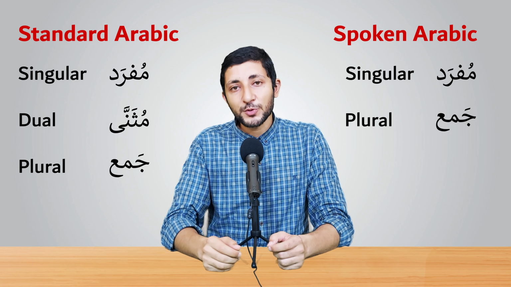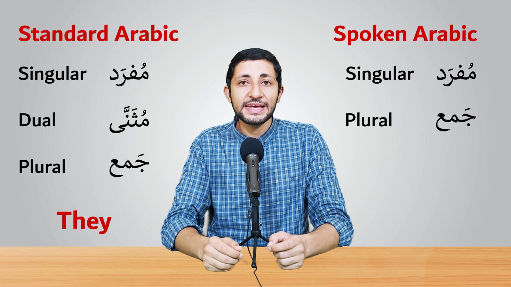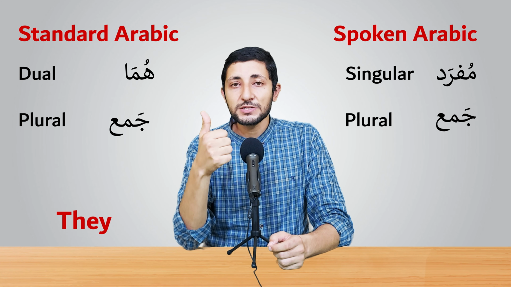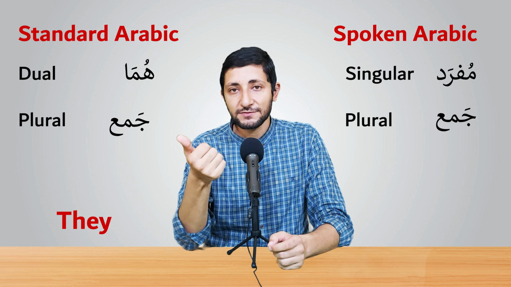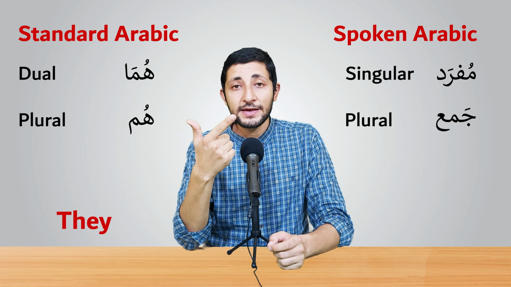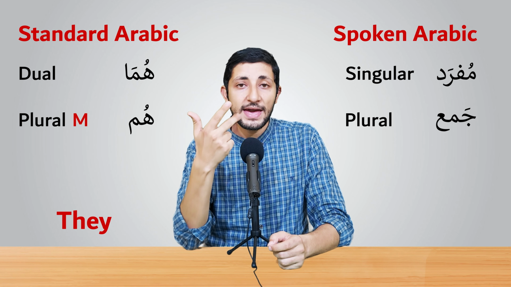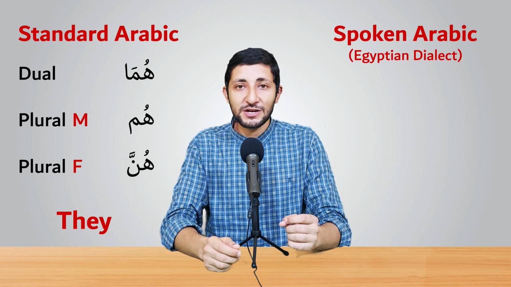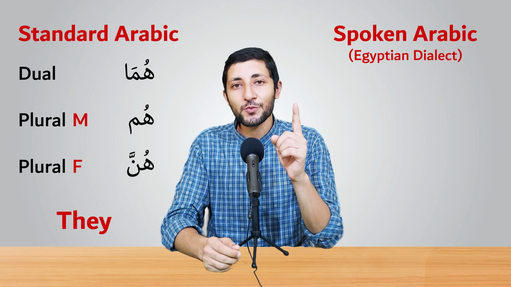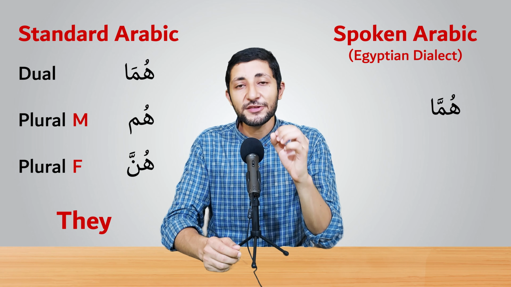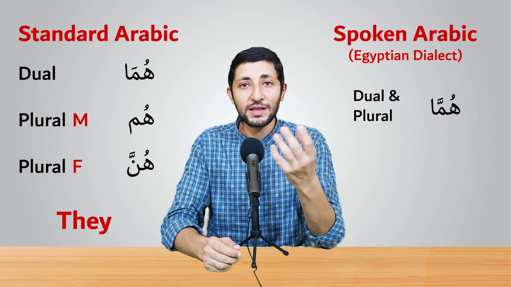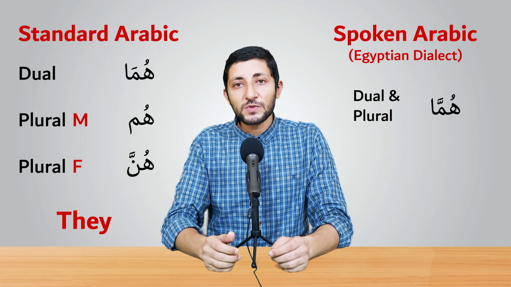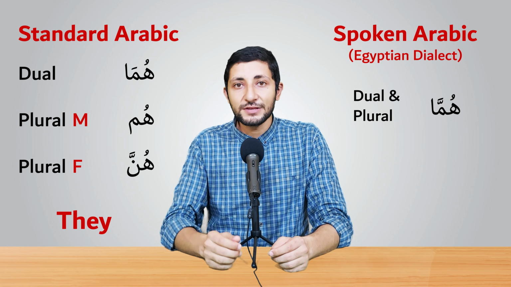For example, the pronoun they. In Standard Arabic, it has 3 different forms. Huma, this one is used for dual, both masculine and feminine. Hum is used for masculine plural, and hunna for feminine plural. In spoken Arabic, Egyptian dialect in specific, it's only one, hum, and this one is used for both dual and plural regardless of the gender. All features related to this pronoun follow the same pattern.